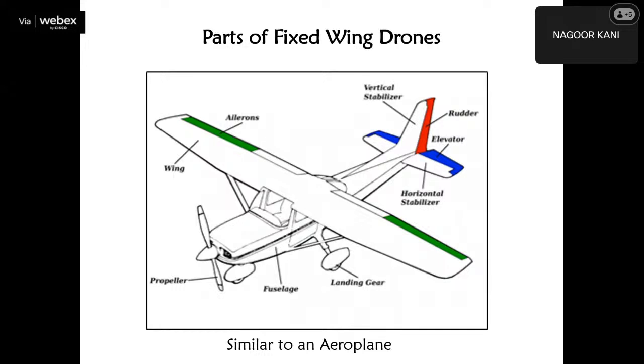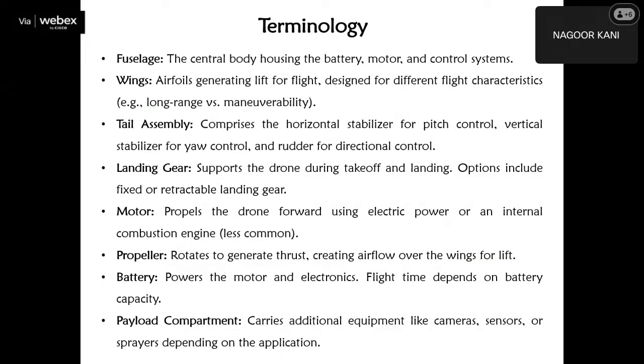So obviously, fixed wing is almost similar to an aeroplane, the aircraft. It has a propeller, a fuselage, a landing gear, a wing, and ailerons. In the tail, it has a rudder, elevator, and stabilizers, both vertical and horizontal. These are the terminology we should always keep in mind, this vocabulary, these technical terms, to operate more efficiently.